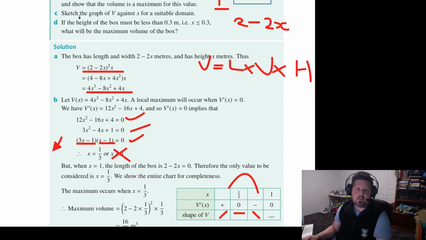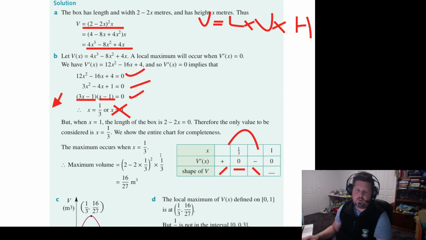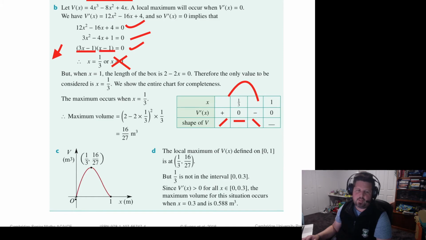Part C was asking you to sketch the graph of V against x for a suitable domain. I guess what they're saying is, as we discovered, you can't have anything more than 1 as the value for x, because it's just going to end up being negatives. So sketching it between 0 and 1 is useful, and notice here that they've put on that maximum value, which happened when x equals 1/3, and we know its corresponding y value was 16 over 27.